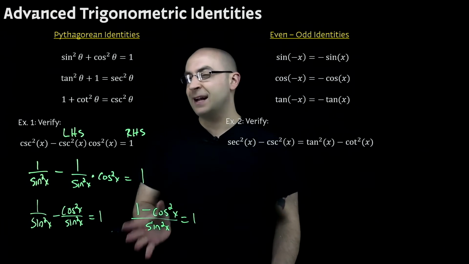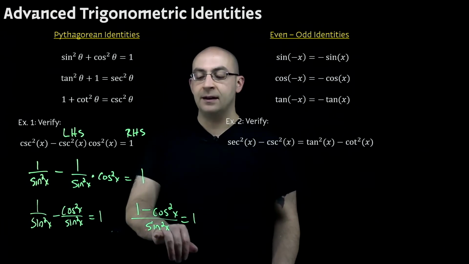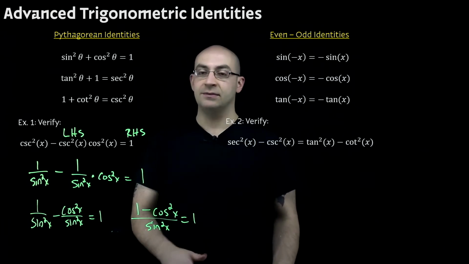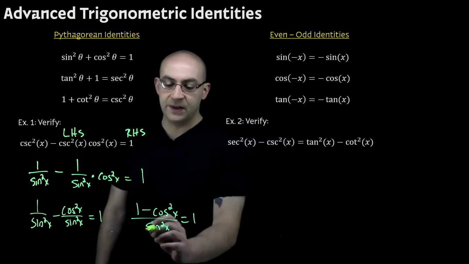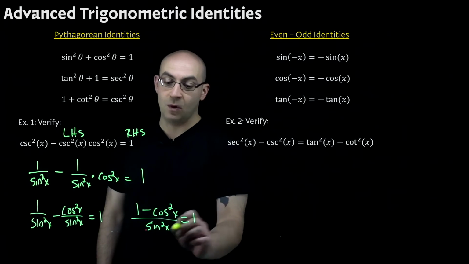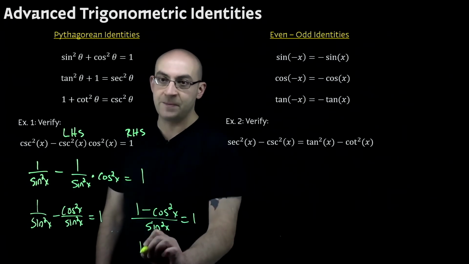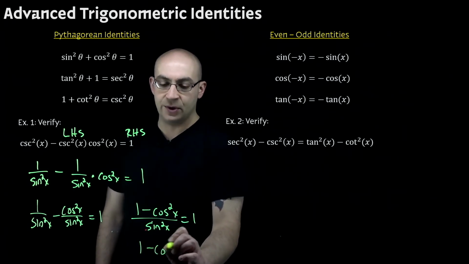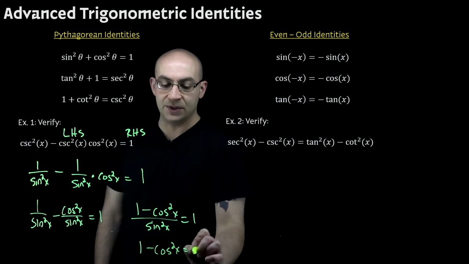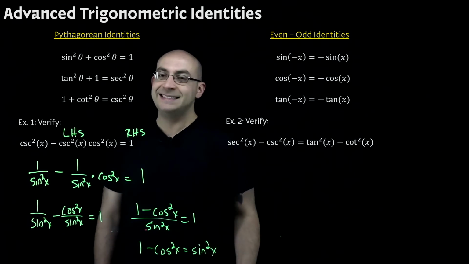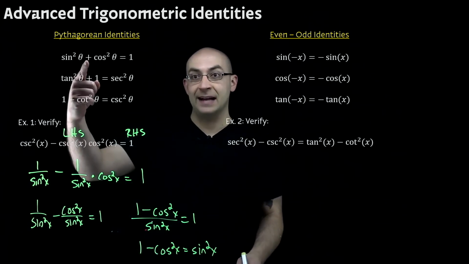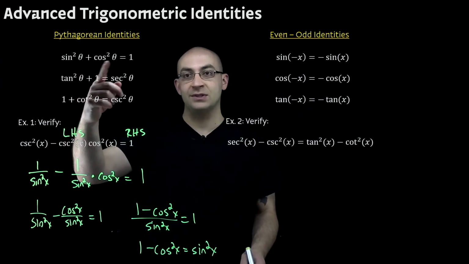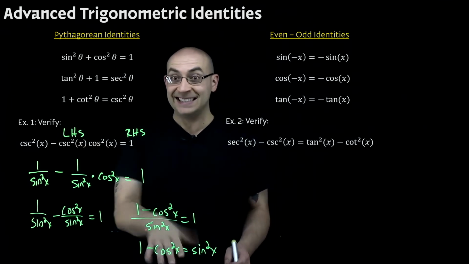Now, I'm going to have to do a little bit of finagling. There is a denominator that I need to get rid of. Let's multiply by sine squared x on both sides of the equal sign because that's going to cancel out the denominator. So then I have 1 minus cosine squared of x equals sine squared of x. Now, technically speaking, that is the identity, and that's fine because back to our Pythagorean identity of sine squared theta plus cosine squared theta equals 1, this says the same exact thing.